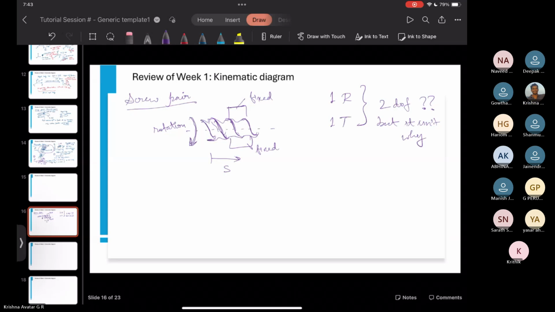Why? Screw pair has how many degrees of freedom from the lecture notes? It has one DOF, right? As per the lectures. The question is why, because we are able to see two motions taking place, rotation and translation. So how do you explain this situation? Why is it so?